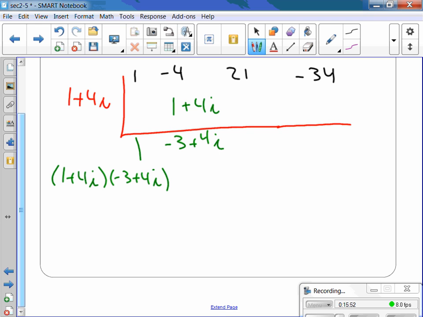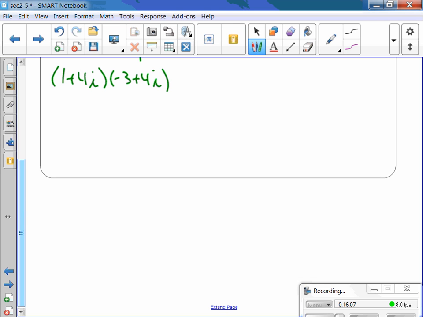So what do we get, folks? Yes, no? Negative 19 minus 8i. I saw some of you did not have that. Again, just foiling it out, right? 1 times negative 3, negative 3. 1 times 4i. 4i times a negative 3. And then 4i times 4i. My negative 3 plus 4i squared. 4i squared is just negative 16. So there's my negative 19. And here we get that negative 8i.